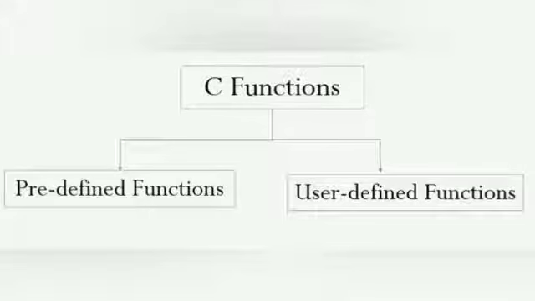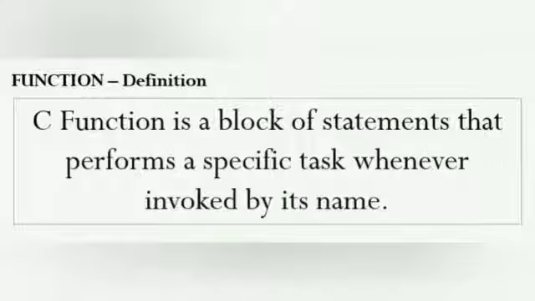The functions in C programming language can be categorized into two types. Number one, predefined functions. Number two, user-defined functions. Definition: a function is a block of statements that performs a specific task whenever invoked by its name.